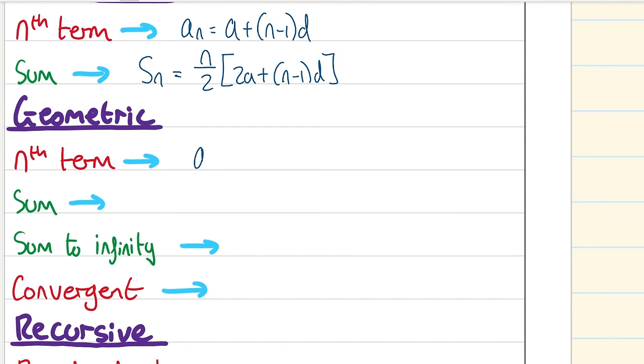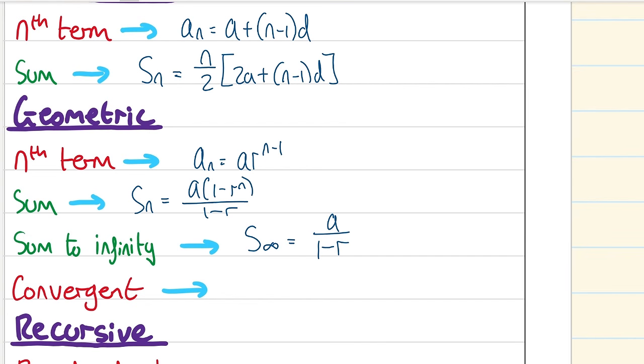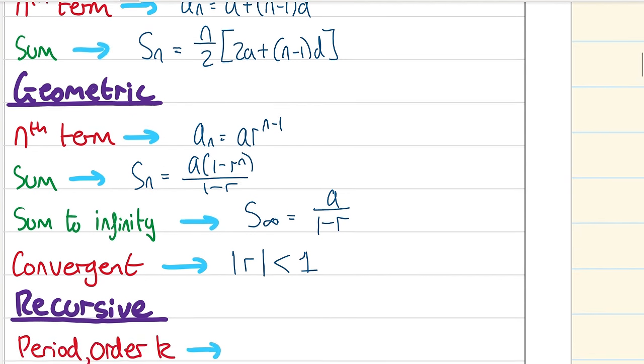Geometric, the nth term is a_n equal to ar to the n minus 1. The summation formula, you are given this one, and that's why I've highlighted it in green, and that is a1 (1 minus r to the power n) all over 1 minus r. The sum to infinity is also given. It's equal to a1 over 1 minus r. And a sequence is convergent only if the modulus of the common ratio is less than 1.